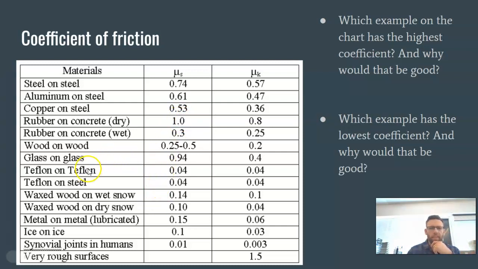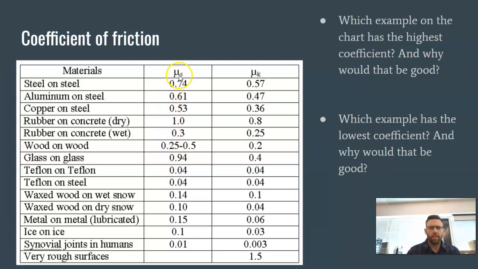I'll point out maybe another one that I think is interesting. Teflon. Teflon is a material that's on a lot of frying pans. If you have ever cooked with a frying pan that's coated with a black surface, that's probably Teflon. It makes surfaces very smooth and it makes it hard for things to stick to it. So that number is really, really low. In general, the higher the number, the more friction there is. The lower the number, the less friction there is.